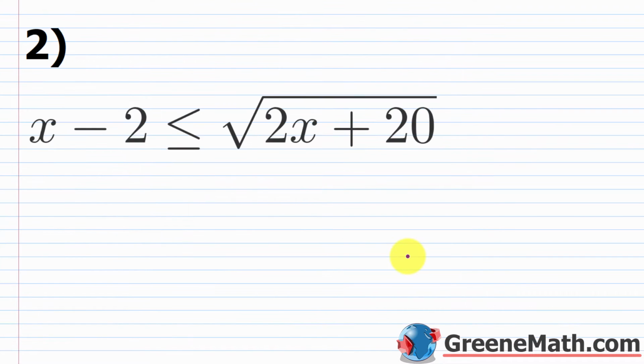All right, let's take a look at problem number 2 now. So we have x minus 2 is less than or equal to the square root of 2x plus 20.